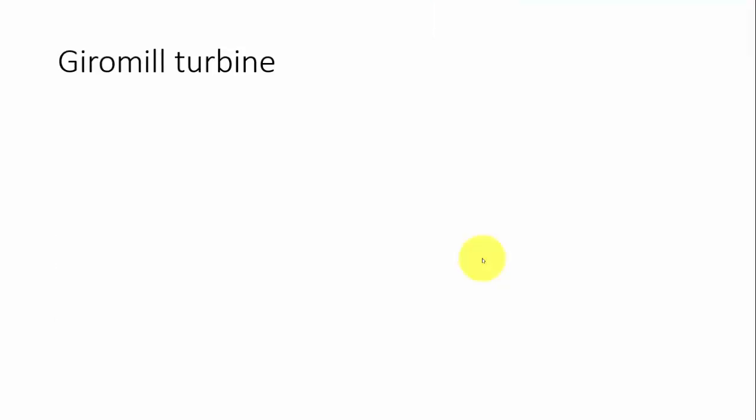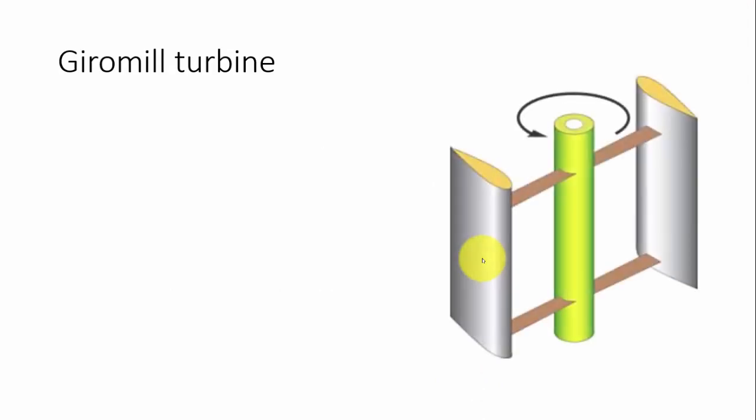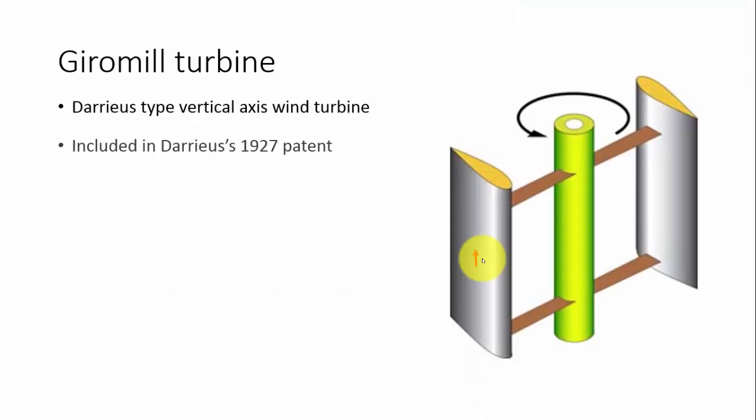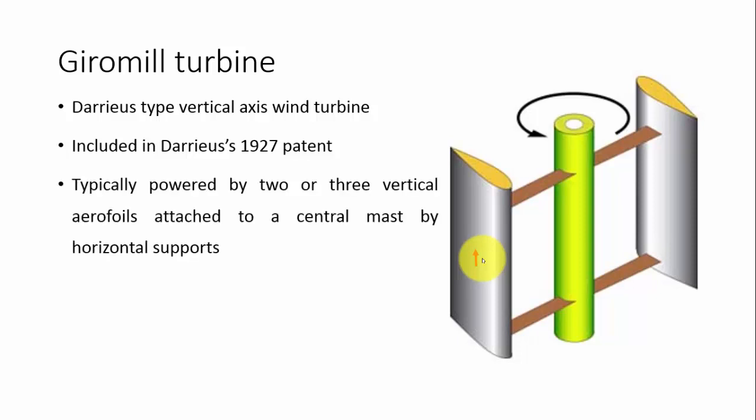Next one is the giromill turbine. Giromill turbine is also a subcategory of the Darrieus turbine. It was included in the patent made by Darrieus in 1927. Generally it is powered by 3 vertical airfoils or 2 vertical airfoils, and it is connected to the central mast by horizontal supports. We can see the brown colored horizontal supports here. The horizontal supports keep the blades in position.